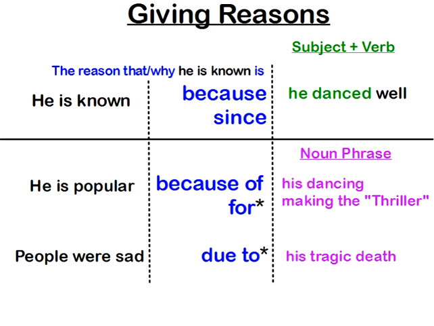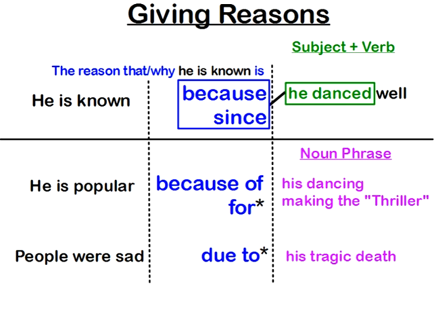So let's just review giving reasons. The first one we looked at in the beginning was the reason why he is known is, and then I give a sentence. For example, the reason why he is known is he danced really well. Or he is known because he danced really well. Or he is known since he danced really well. With all of these, I need to use a subject and a verb. So with because and since, I need to use the subject and the verb.